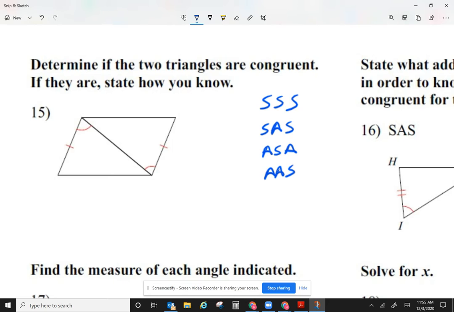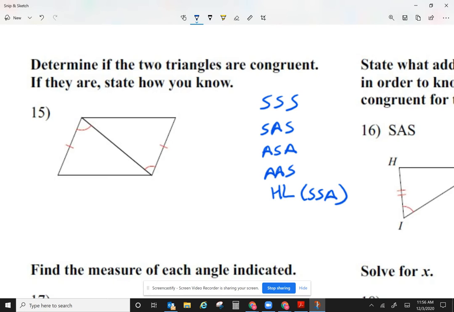Now, there was one rule that we talked about that was side, side, angle, right? Two sides and the angle not in between. Side, side, angle is not a good rule unless the angle is 90 degrees. But then we don't call it side, side, angle. We call it hypotenuse leg, so HL.